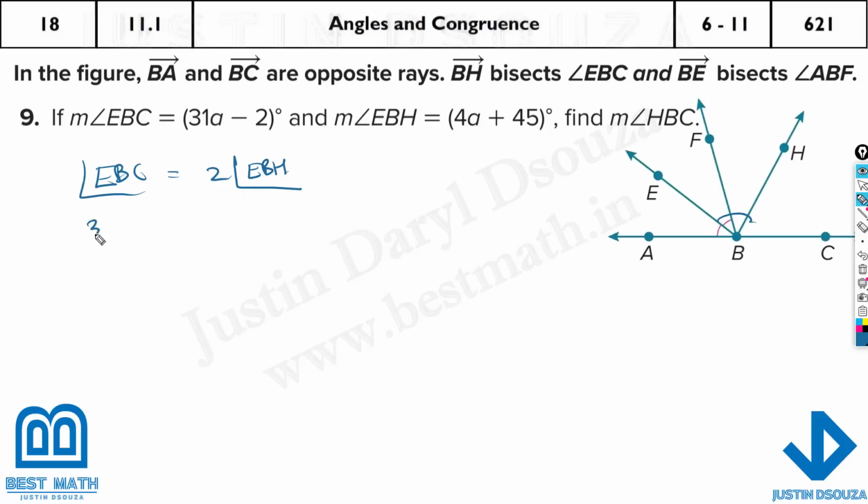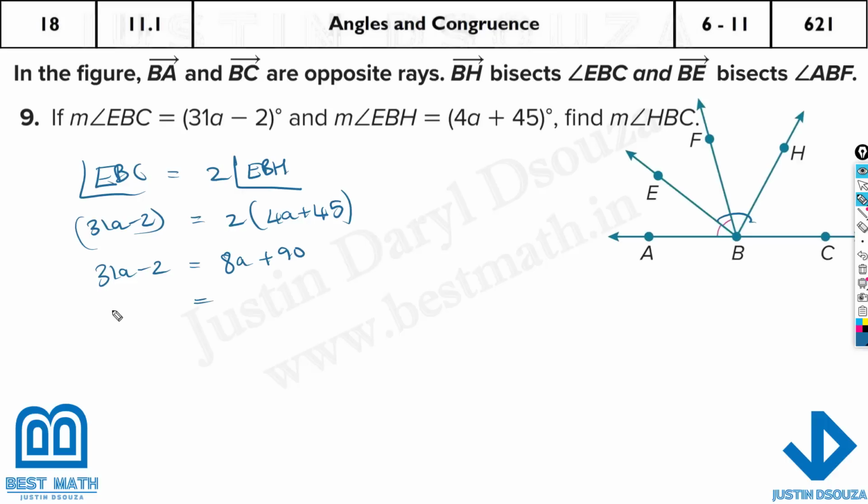Now here let's substitute 31a minus 2 is equal to, don't forget this 2. In fact, just a while ago I solved this problem, but I forgot to multiply by 2 and got some weird values. I realized something was wrong, so I cut that part and re-recorded it. So this 2 is very important in your exams. Please don't forget it. Or you can write half over here as well. It's up to you. Now 31a minus 2 equals 2 times 4a plus 45, which is 8a plus 90.